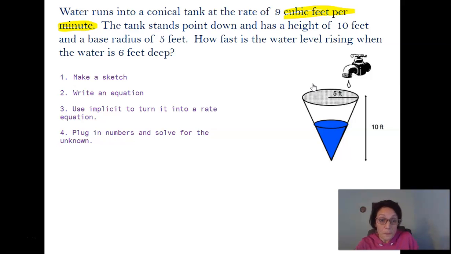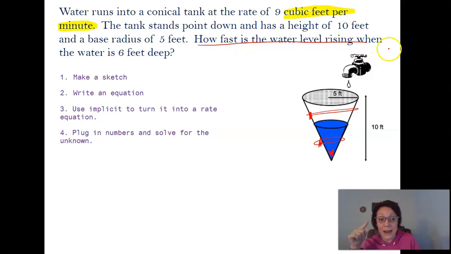Now, if you think about this, when you start pouring water into this tank, this bottom part, this point, is going to fill up really fast, because there's not a whole lot of space down there. So you pour in 9 cubic feet, and it's going to fill up this bottom pretty quickly. The more water is in the tank, though, once you get to the top, if you want to fill an inch up here, you're going to need a lot more water than if you want to fill an inch down here. So this water that's pouring in at a constant rate is going to cause the water level to rise, but the water level isn't going to rise at a constant rate. And that's their question. How fast is the water level rising?